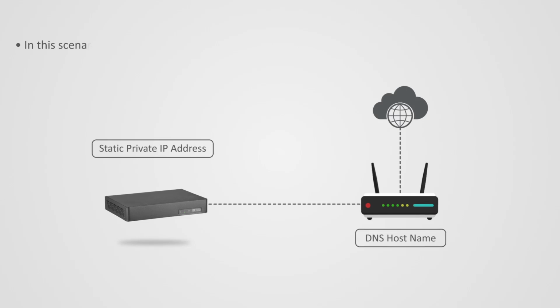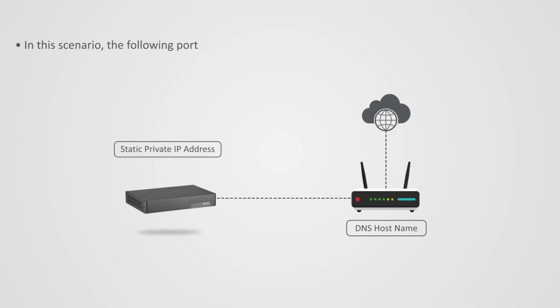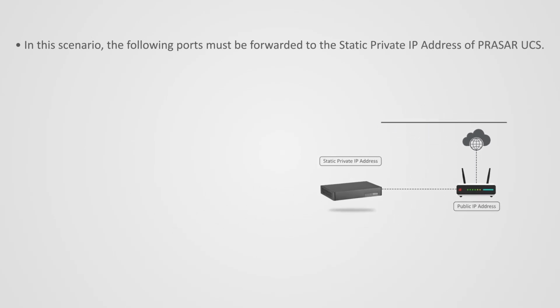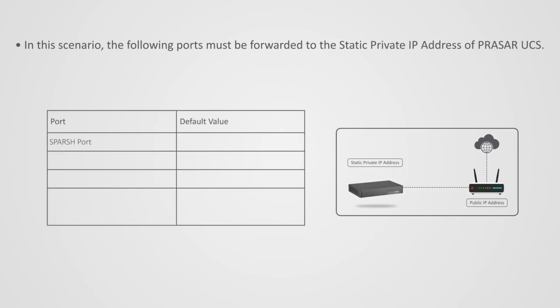Note, in this scenario, the following ports must be forwarded to the static private IP address of PRASAR UCS. Ports: SPARSH port, SIP port, SIP TLS port if SIP is used over TLS, SIP RTP port range.